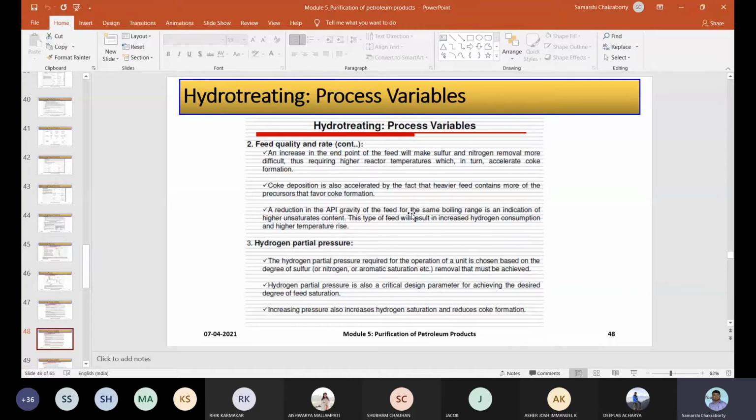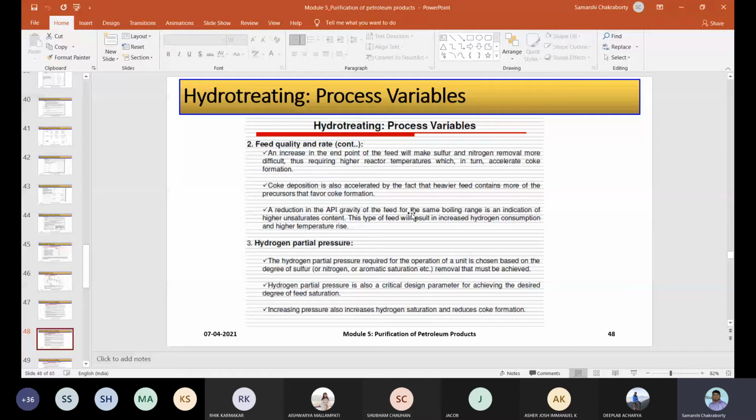And because of this saturation reaction, your reactor temperature is also going up. So you can understand the necessity of maintaining the feed quality as well as the feed rate, and the first point that we talked about, the temperature maintenance.